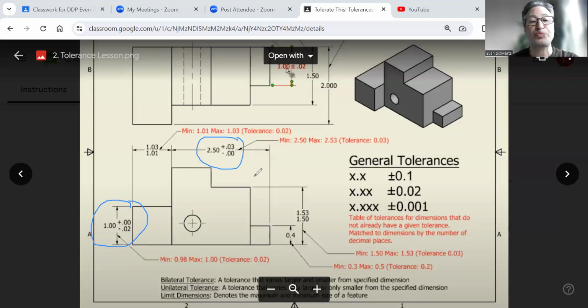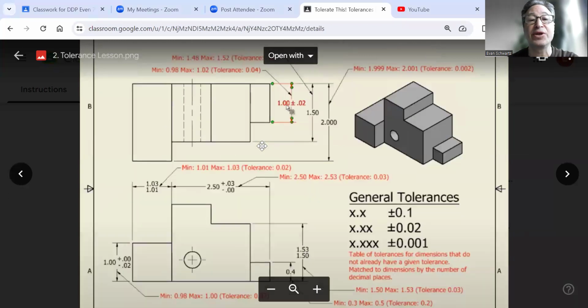And so we are now going to move on to our next tolerance. Okay, and that is going to be found right here. And we're going to circle this. So what we have here is this 1 inch, and we have a symbol that is plus minus. So this plus minus right here, 0.02. So this is bilateral tolerance.